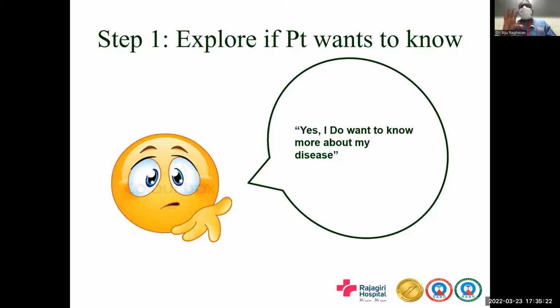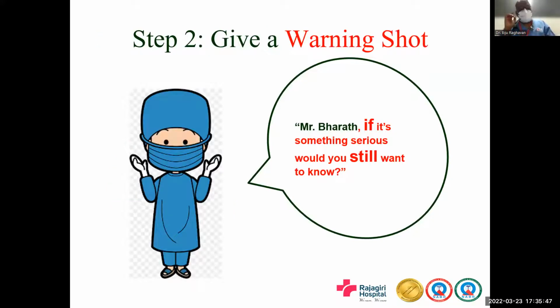So, when you explore, you can bring out a patient who may not have articulated that he or she wants to know. But when you make an exploratory statement or a question, then you give the freedom to the patient to ask if they wanted to know. At that point of time, you give a warning shot.